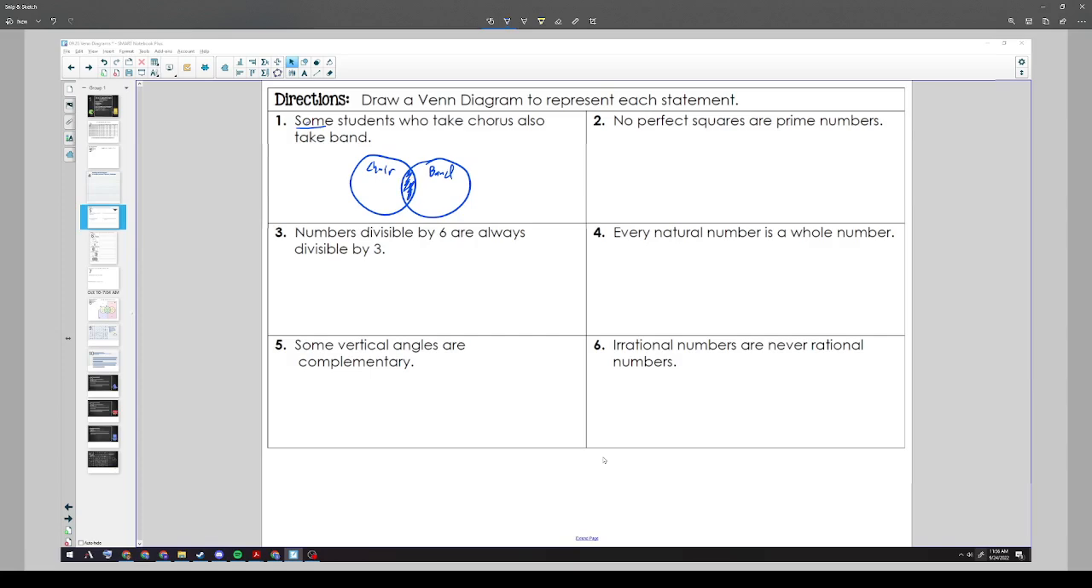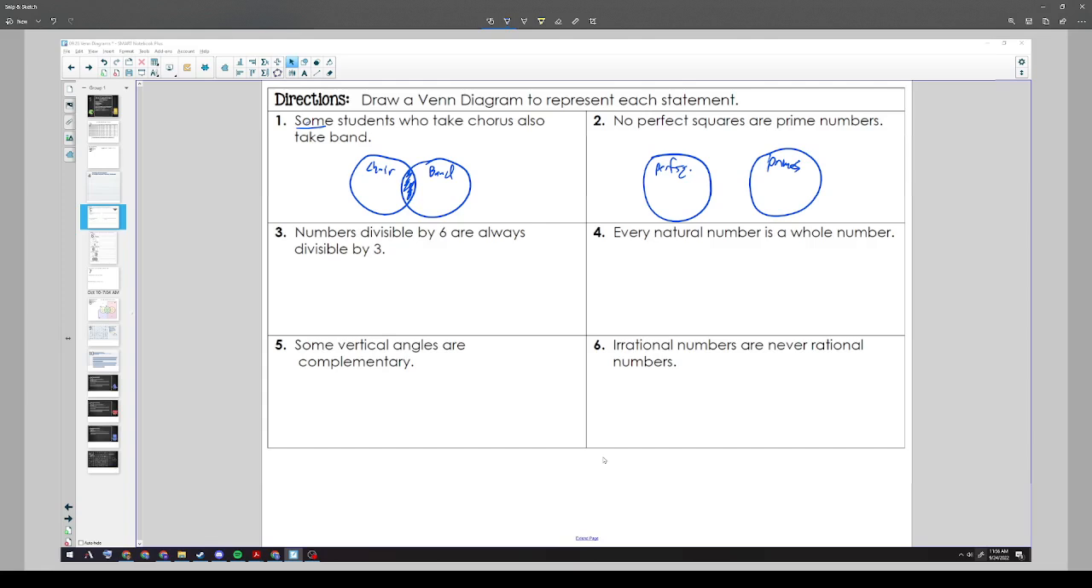Second one says, no perfect squares are prime numbers. So that means we have two completely separate sets. So this is perfect squares, and this one over here would be primes. So two completely separate sets, they don't overlap.